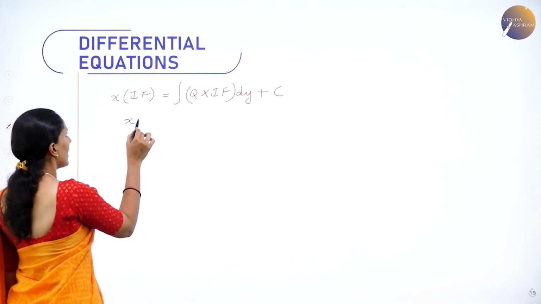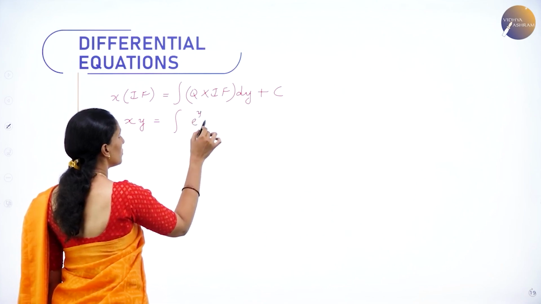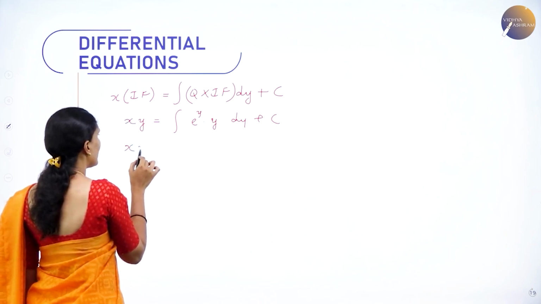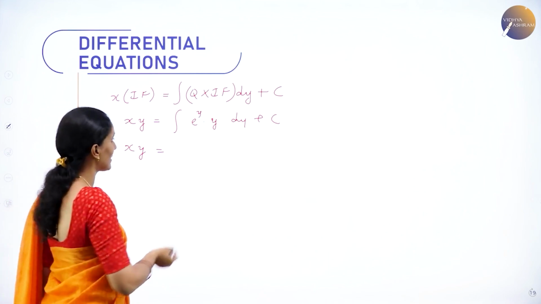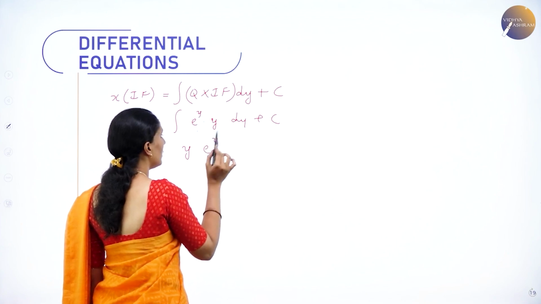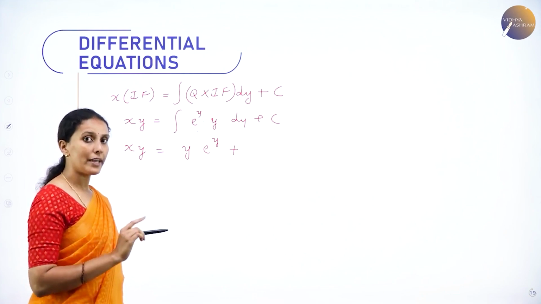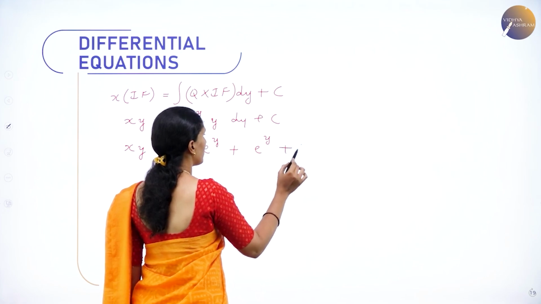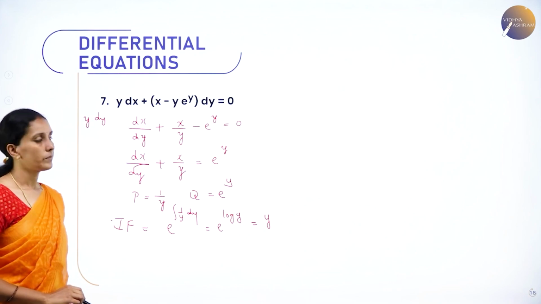So xy is equal to integral of e power y into y dy plus c. Apply integration by parts. Take the algebraic function as first, because the exponential function has to be integrated last. So first function, integral of e power y is e power y, minus integral of e power y, which is e power y, times the derivative of y, which is 1. Again the integral of e power y is e power y, plus c. This is the solution for this differential equation.